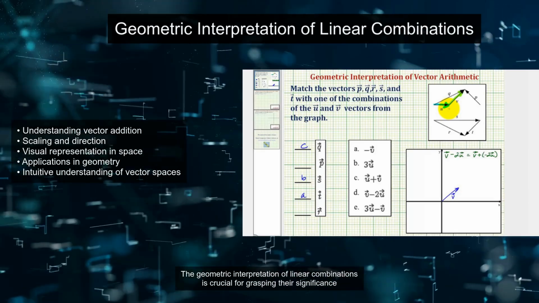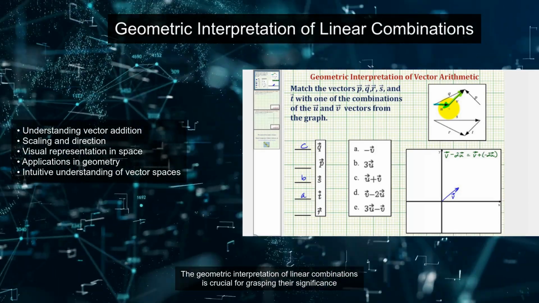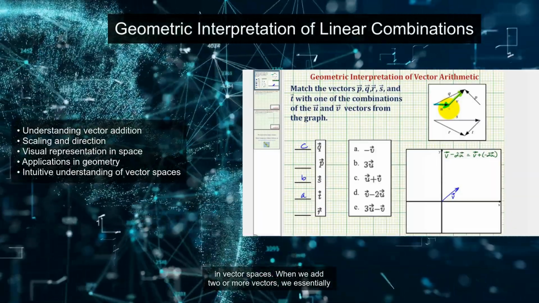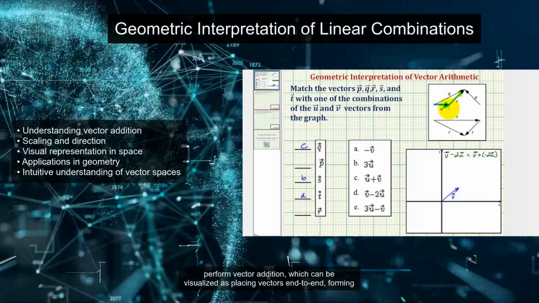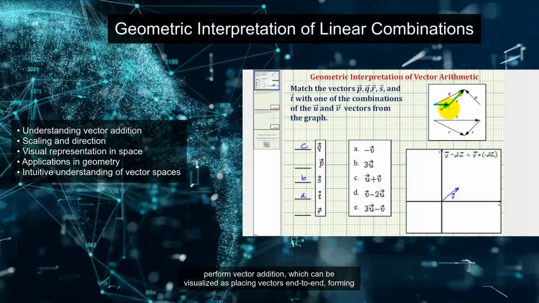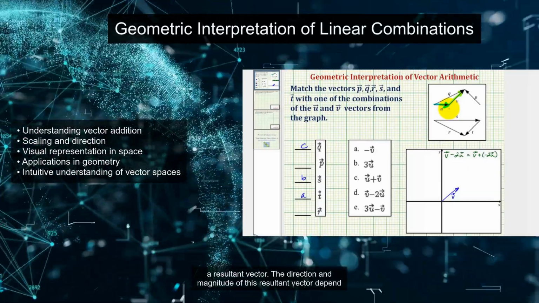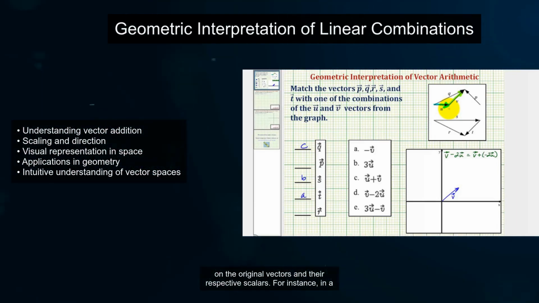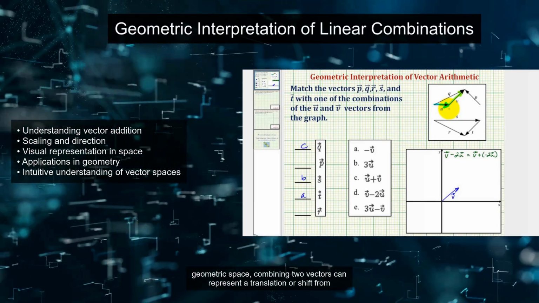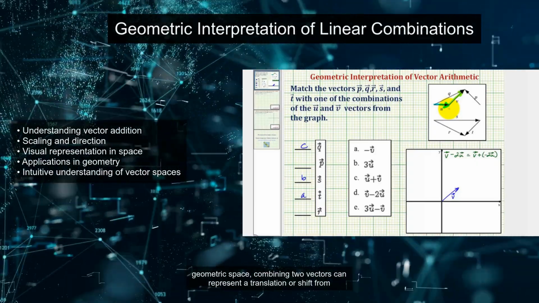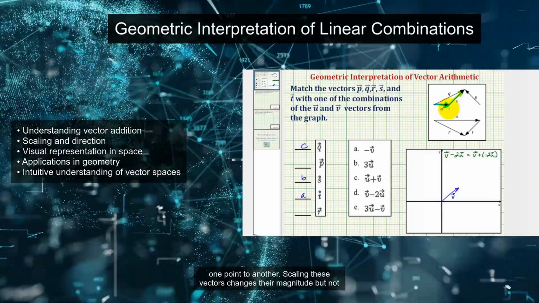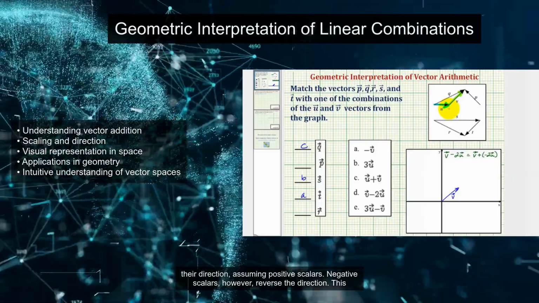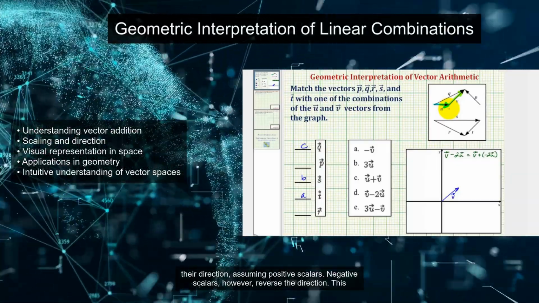The geometric interpretation of linear combinations is crucial for grasping their significance in vector spaces. When we add two or more vectors, we essentially perform vector addition, which can be visualized as placing vectors end-to-end, forming a resultant vector. The direction and magnitude of this resultant vector depend on the original vectors and their respective scalars. For instance, in a geometric space, combining two vectors can represent a translation or shift from one point to another. Scaling these vectors changes their magnitude but not their direction, assuming positive scalars. Negative scalars, however, reverse the direction.